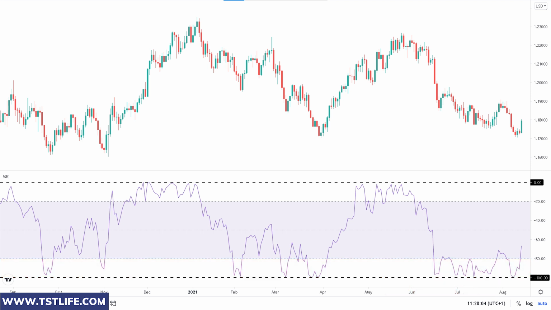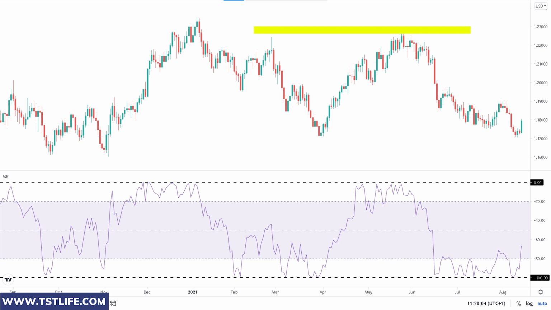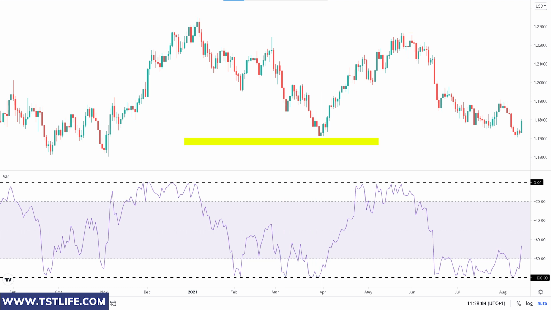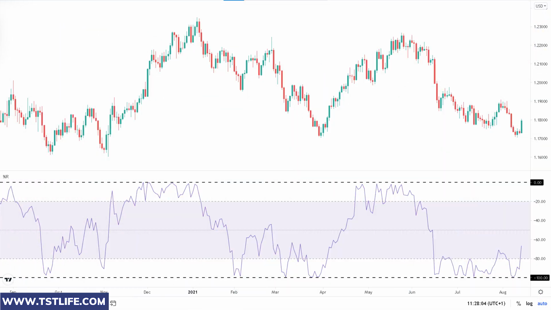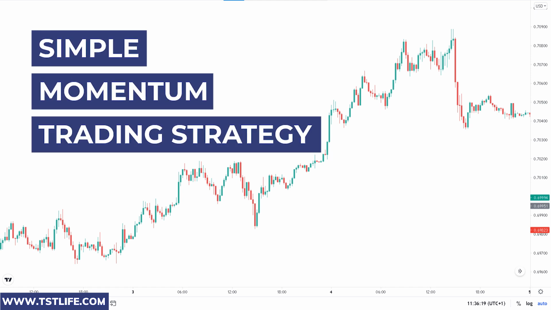An overbought or oversold reading doesn't mean the price will reverse. Overbought simply means the price is near the highs of its recent range, and oversold means the price is in the lower end of its recent range. This indicator can be used to generate trade signals when the price and the indicator move out of the overbought or oversold territory. Now let's discuss a simple momentum trading strategy that you can use to trade Forex.